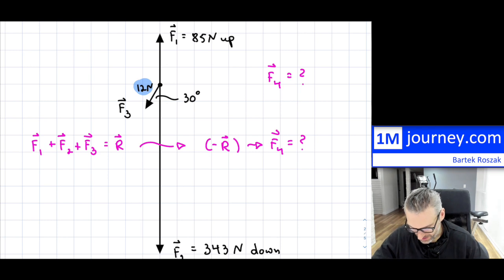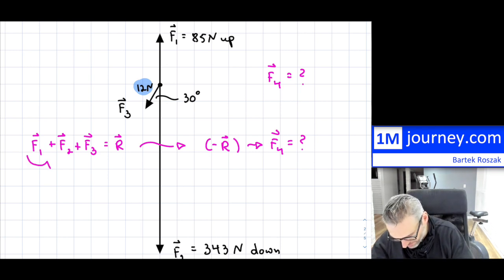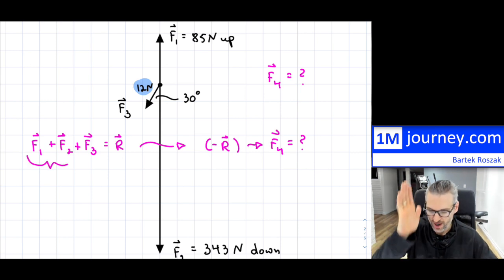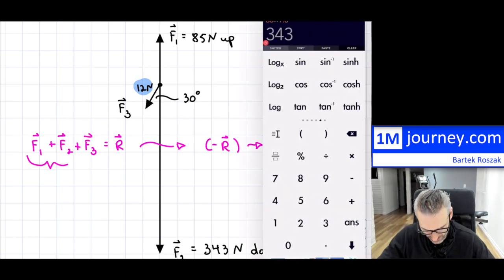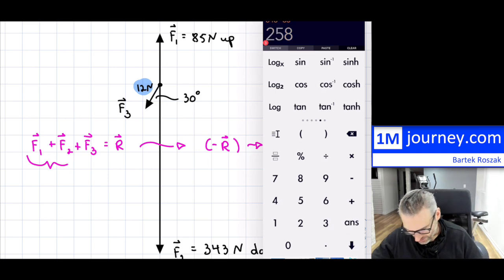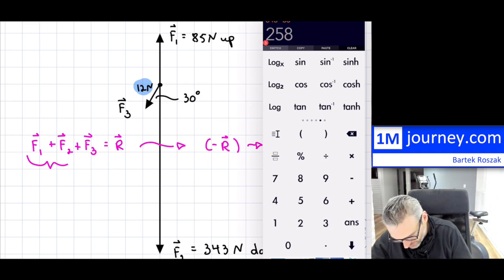Well, F1 plus F2 is actually simple because they're in the y direction. So I can take 343 minus 85. In the y direction right here, this is going to be 258 newtons, and that's going to be down.